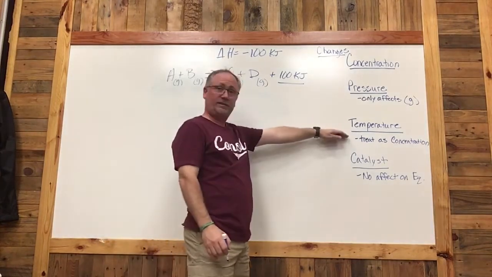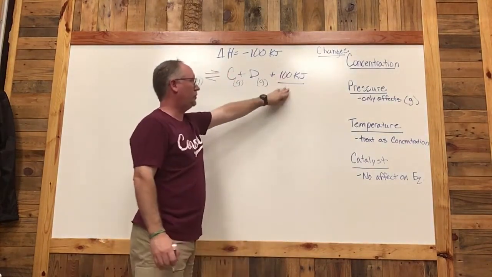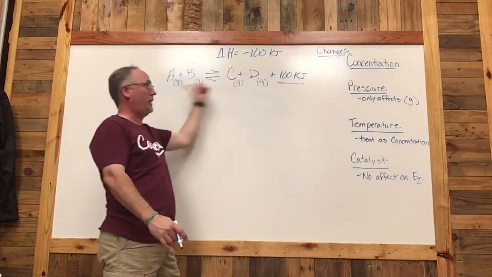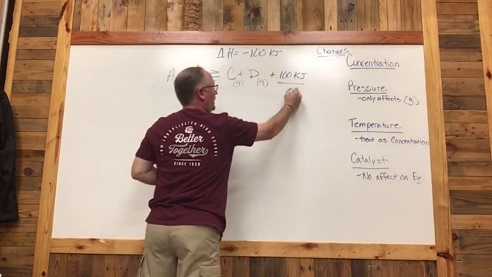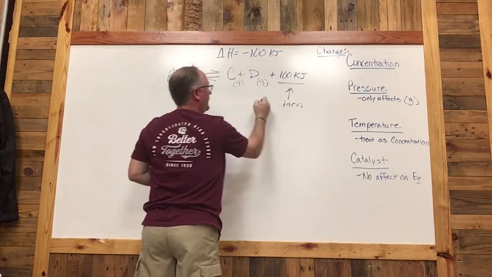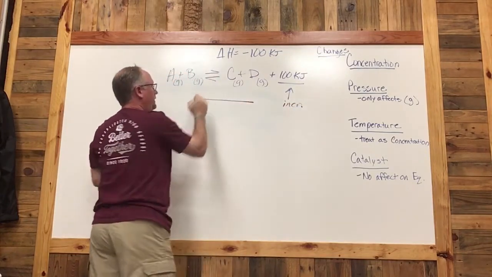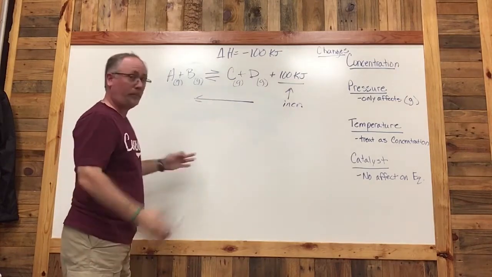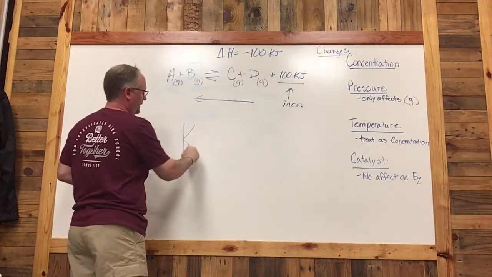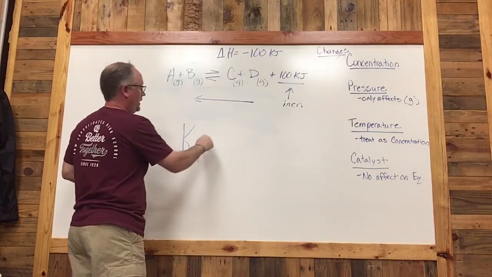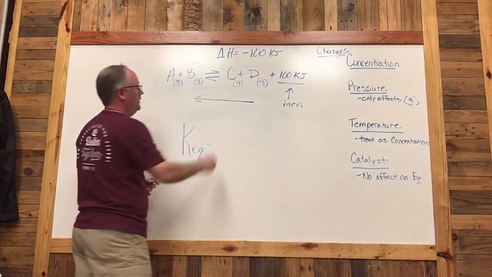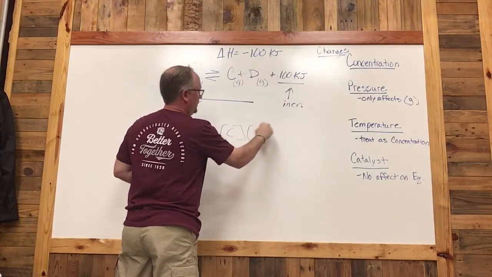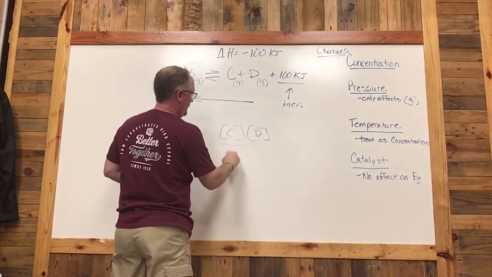Well, if I increase the temperature here, which way would it shift? Just like the bathtub, it would shift back this way. So if I increase my temperature, it will actually cause the reaction to shift back this way, producing more reactants. Now, if I were to set up a KEQ expression for this, and we did this in class, it would be my product values divided by my reactant values.